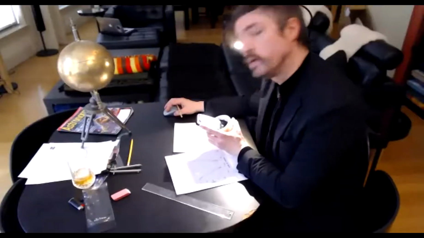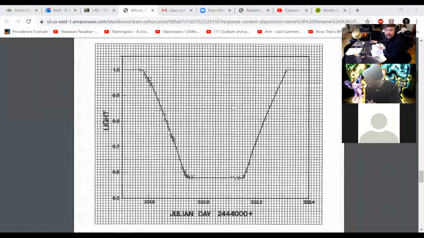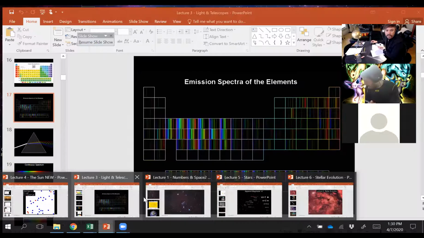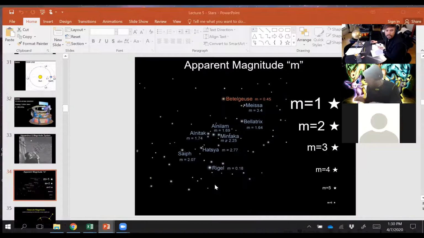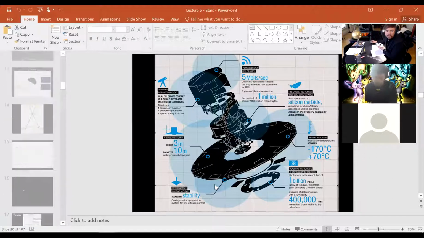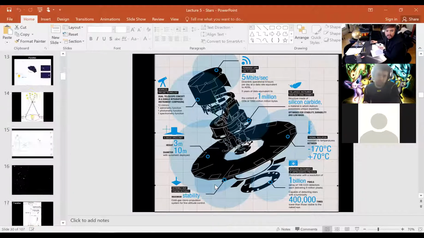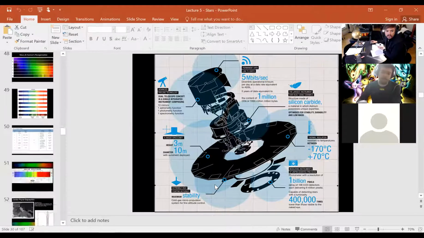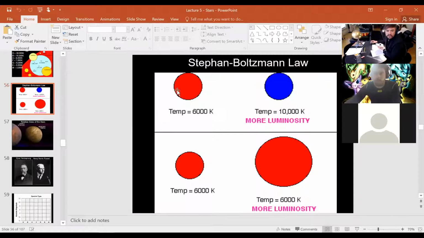Okay, hold on. Because of the size of the stars. There you go, Marcus, because of the size of the stars. Let's everyone try to understand what Marcus was just saying. It's something called the Stefan-Boltzmann law for stars. We'll talk about this next time, but let me just find it for you here. Look at this slide here, slide 56.